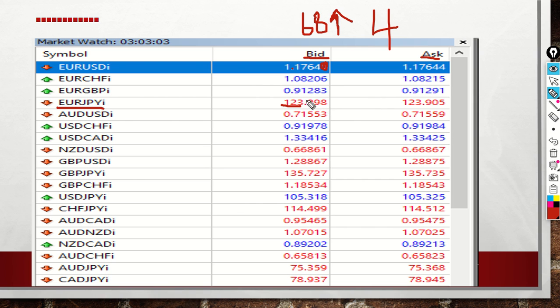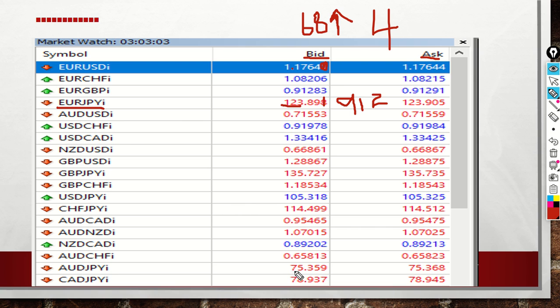So for us to measure pips in yen pairs, this is a fraction of a pip. We don't consider it. So if we have a change from 89 to 91, the change is what? 2 pips.